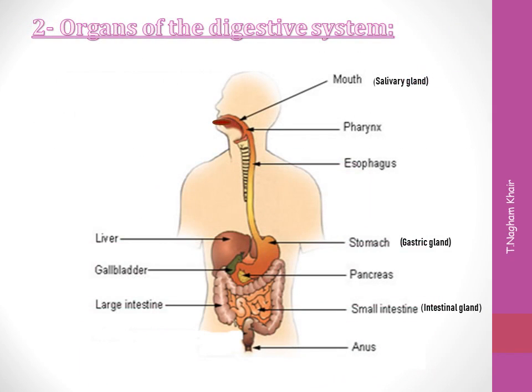Now, what are the organs of the digestive system? First organ is the mouth, where salivary glands are found. Then pharynx, esophagus, stomach, where gastric glands are found, liver, gallbladder, pancreas, small intestine, where intestinal glands are found, and large intestine, and it ended with the anus.